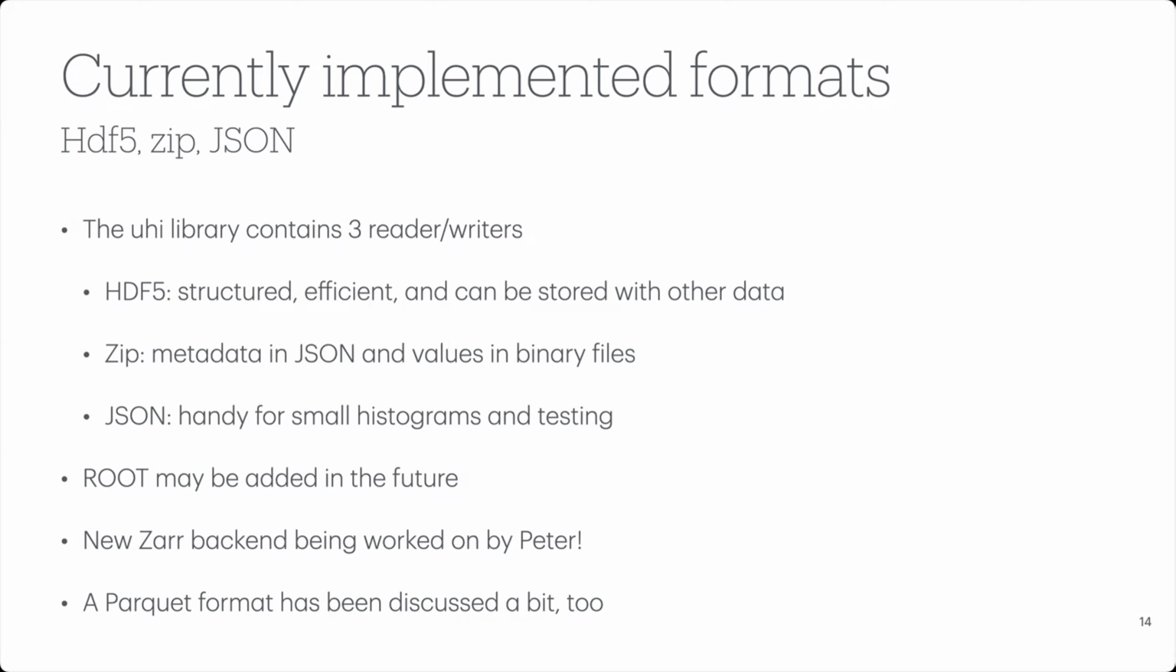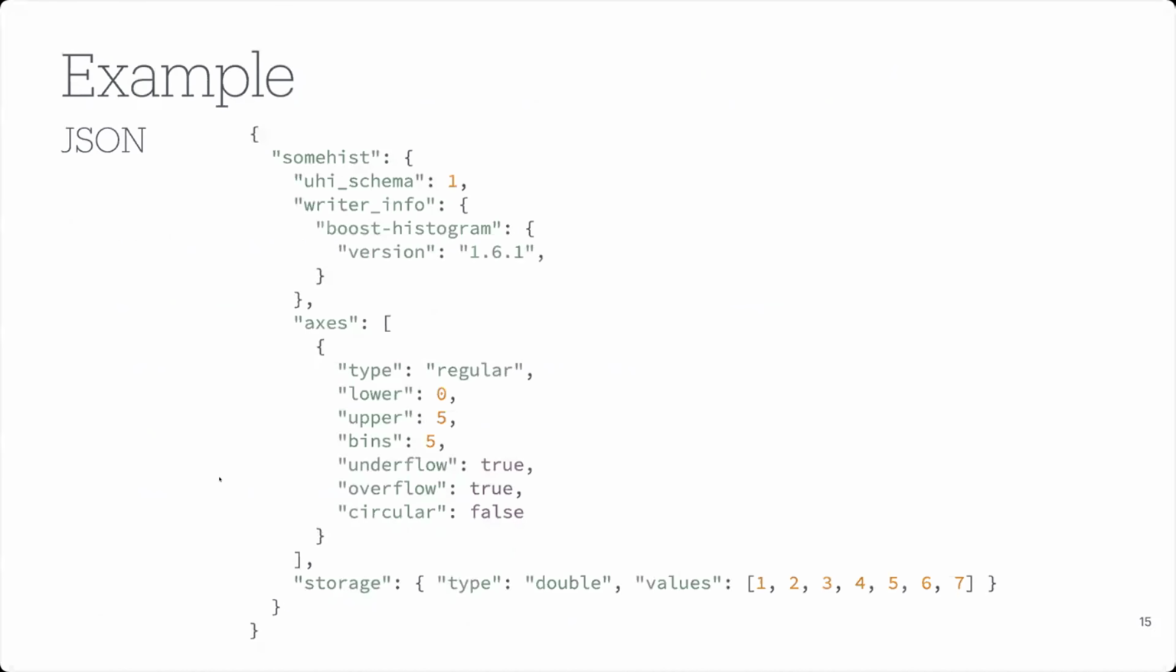ROOT may be added in the future. That was one of the original targets. And there's some work going on for an Azure backend, and I believe people have asked about the Parquet format as well. For a new format, there should be some reason to do it, but it's a fairly low overhead to add one. So here's an example of what the JSON looks like for a simple histogram.